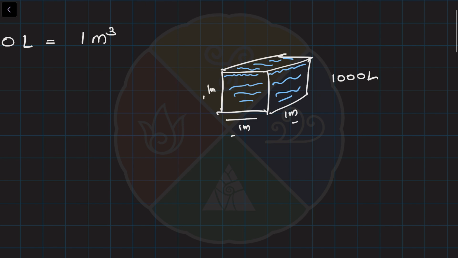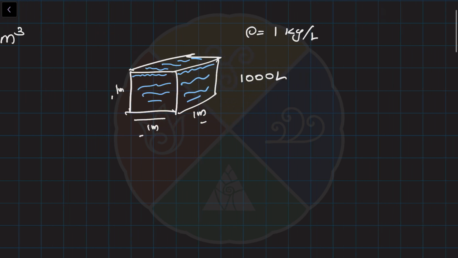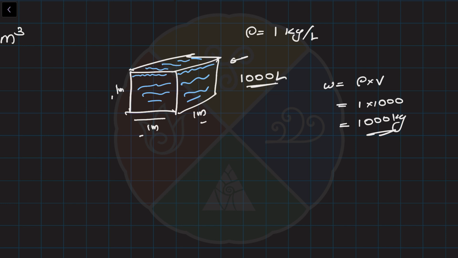And the density of water is 1 kg per liter, so each liter is 1 kg. If there are 1000 liters, then the total weight will be density into volume, that is 1 kg into 1000, therefore 1000 kg. So imagine what 1 meter is: almost half of a person's length. A box of 1 meter cube can hold 1000 kgs.